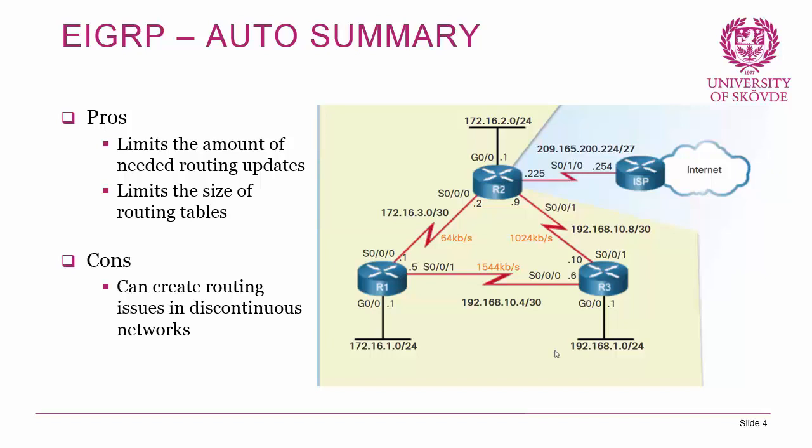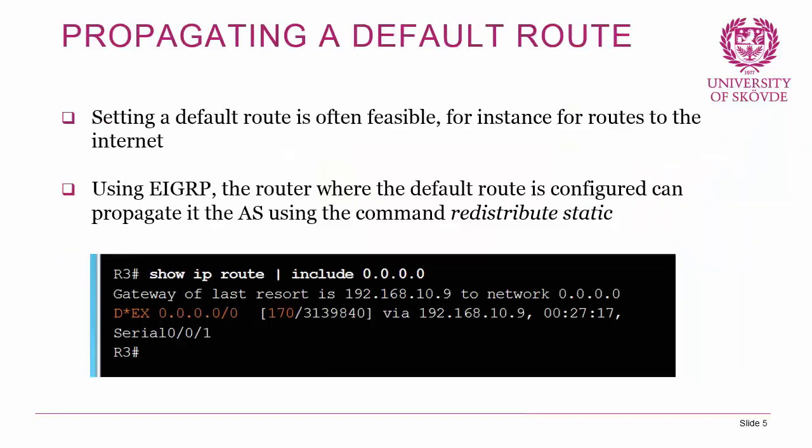So that's it for auto summary. You should be aware of this problem, and if you do not disable auto summary using the no auto-summary command, then you can have routing inconsistencies when you have these types of discontinuous networks. The next thing we're going to look at is how we can propagate a default route.